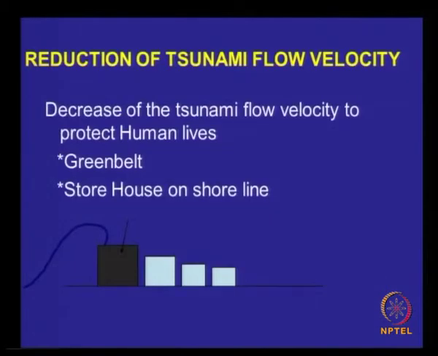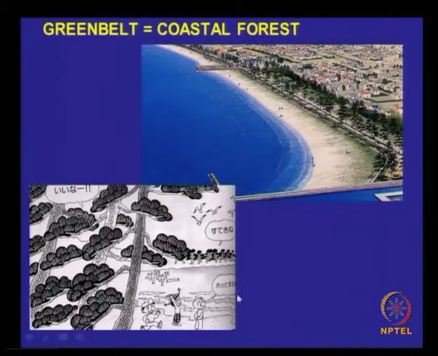So reduction of tsunami flow velocity you can achieve by having a structure like this, or by a green belt, as we have already seen. This is a view of a green belt, but the density is not much; probably they are still planning it.